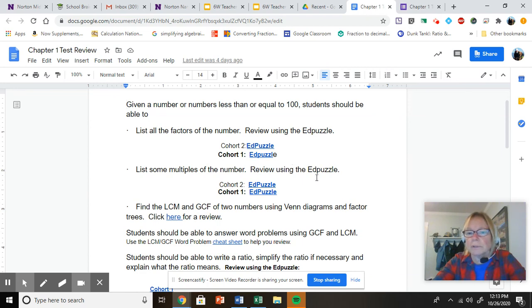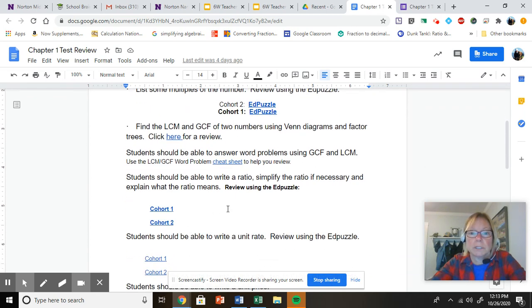Review using the Edpuzzle. Find the LCM and GCF of two numbers using Venn diagrams and factor trees. Click here for a review. So way back at the beginning of the year, the very first week that we started your remote assignment, some of you were not doing your remote assignments. You should go in and review how to do this, especially if you were not participating during that first week of remote assignments. Students should be able to answer word problems using GCF and LCM.